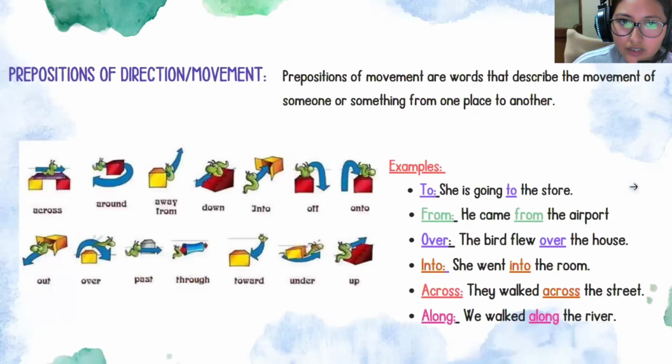Prepositions of direction and movement. Prepositions of movement are words that describe the movement of someone or something from one place to another. Examples: to, she is going to the store. From, he comes from the airport. Over, the bird flew over the house.